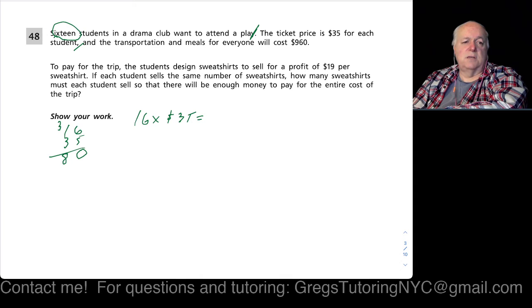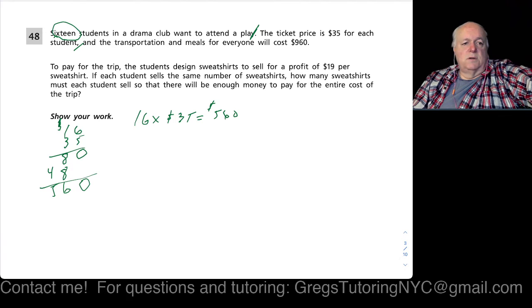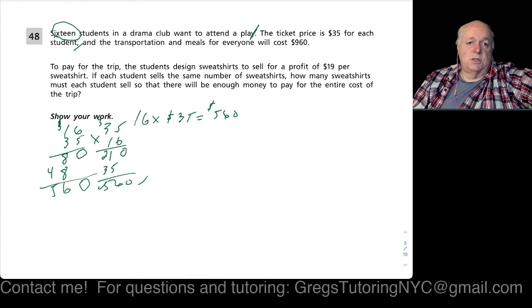So again, I did the 16 times the 5 here. 6 times 3 is 18. Carry my 1, so I have 3 plus that is 4. I got 0, 8 plus 8 is 16, 560. So that should give me $560 for that. If 16 students... Remember, you can do the reverse operation, 35 times 16, to double check your answer. So let's do it. 6 times 5 is 30. Carry my 3, 18, 19, 20, 21, and then 5, 3. I also get 560. So we're good, or we should be good if we understood the question right.